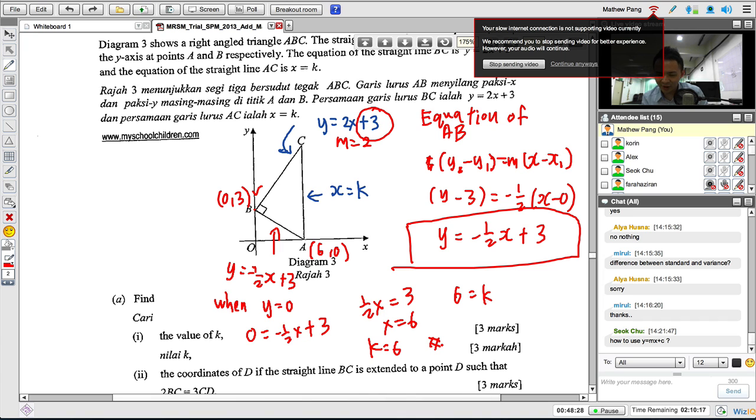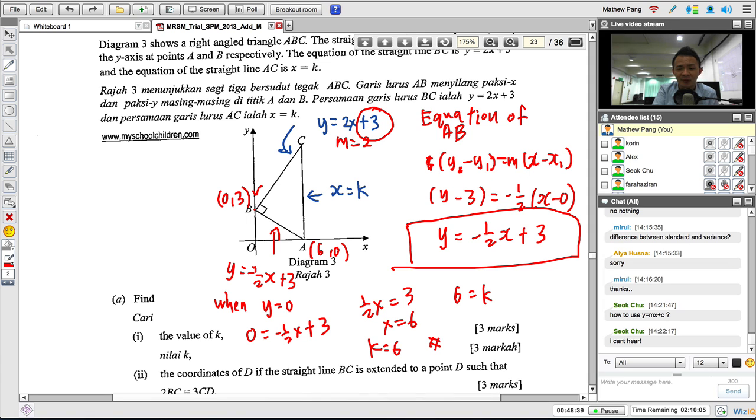How do you use y equals mx plus c? I will recommend you use this formula: y minus y1 equals m times x minus x1.